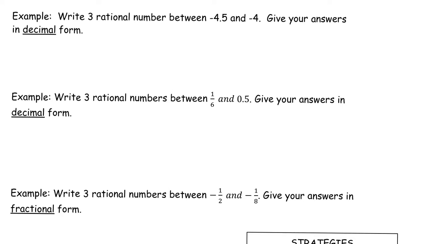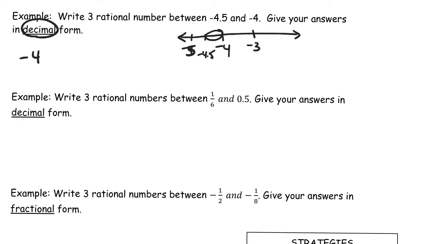So if I want a number in between -4 and -4.5, you can think of it as if there's a number line, here's -3, here's -4, here's -5. And -4.5 would be somewhere in between. So I can choose basically any number in this area, and I want to give it as a decimal. So those numbers might be -4.1, -4.2, -4.3, -4.4. You could say -4.375. There's an infinite number of answers that you can give. All of those are in between -4 and -4.5.